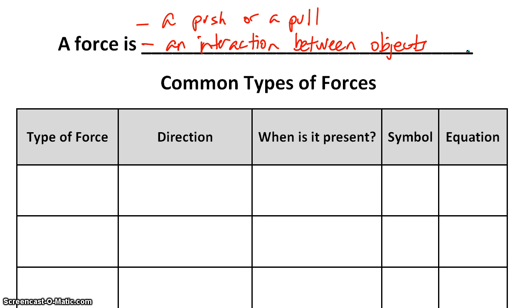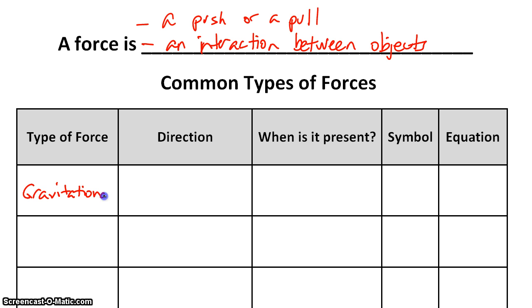Now, there are several common types of forces that we'll be discussing in this course, and so I wanted to identify what those were and to talk about the direction that they act, when we should really be considering it being present, and a symbol to actually use for that force. We'll fill in the equation piece later on once we do a little bit of work in analyzing forces. So sometimes when we talk about a force that's acting on an object, people often talk about gravity. That's a pretty common force. So the first one we're going to talk about is the gravitational force.